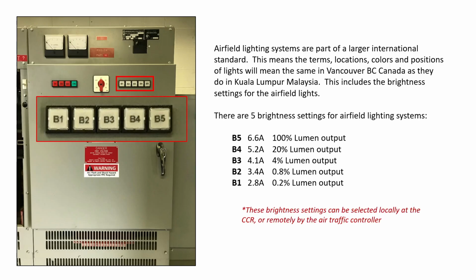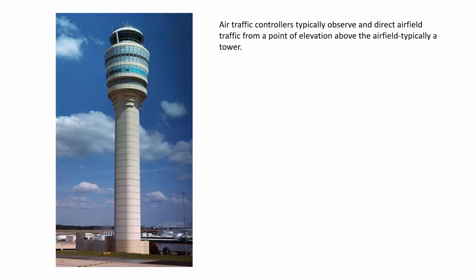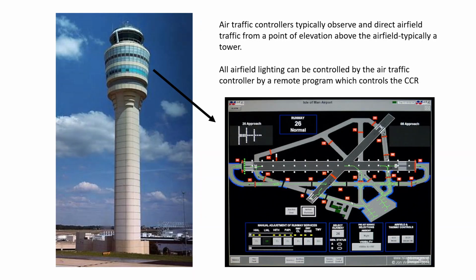Now these brightness settings can be selected locally at the CCR by push buttons like we see here, or remotely by the air traffic controller from a touch display. Air traffic controllers typically observe and direct the airfield traffic from a point of elevation above the airfield, typically a tower. All airfield lighting can be controlled by the air traffic controller by a remote program, which then controls the CCR through a PLC. And so we can see here the runway and everything, and then on the bottom there are going to be settings that they can go through for all of the different lighting circuits that make up the taxiway, the approach, the main runway, and any smaller auxiliary runways.